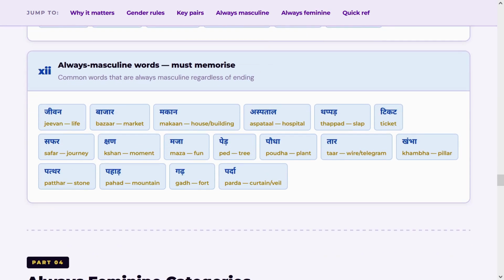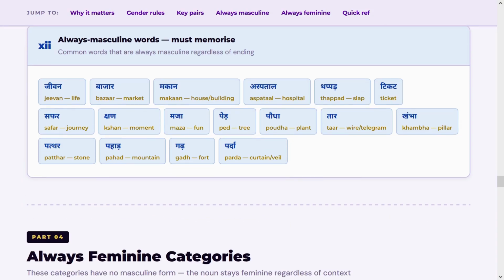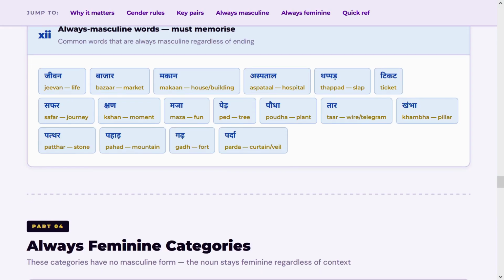Safar, journey. Kshan, moment. Maza, fun. Ped, tree. Paudha, plant. Taar, wire or telegram. Khamba, pillar. Patthar, stone. Pahar, mountain. Gadh means fort. Parda, curtain or veil.